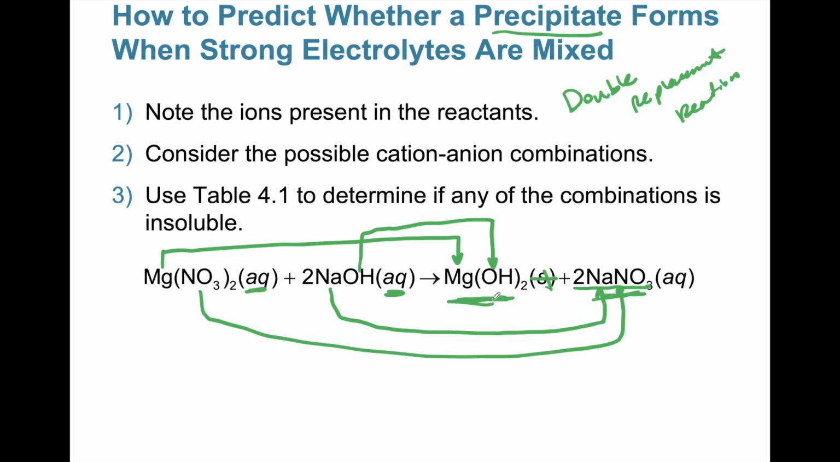So again, the way you predict these is you usually just switch their partners, right? Make sure you have a balanced chemical equation, and then look up the molecule in the chart that I give you to see if it's soluble or not. And then if it's not, then it forms a precipitate. That's how you tell.